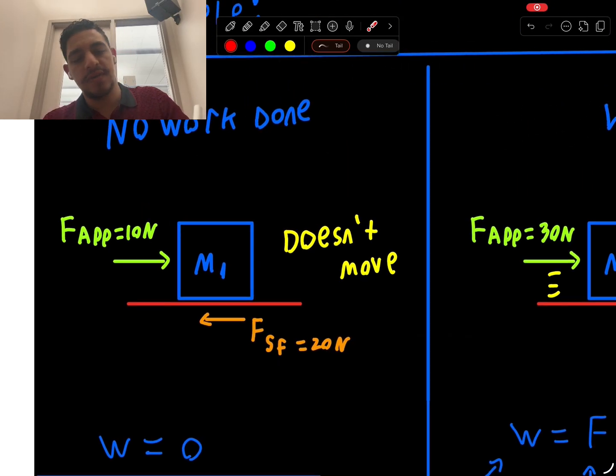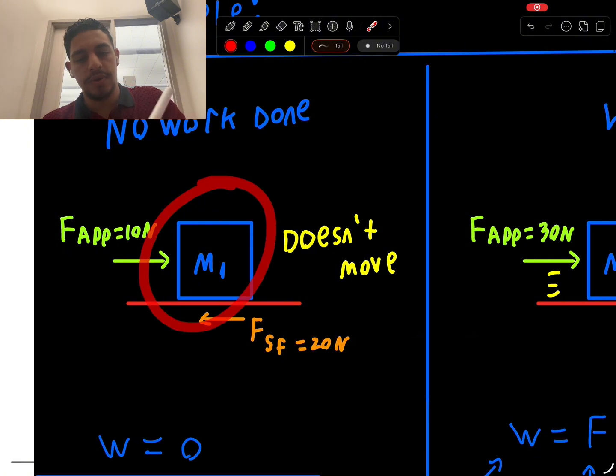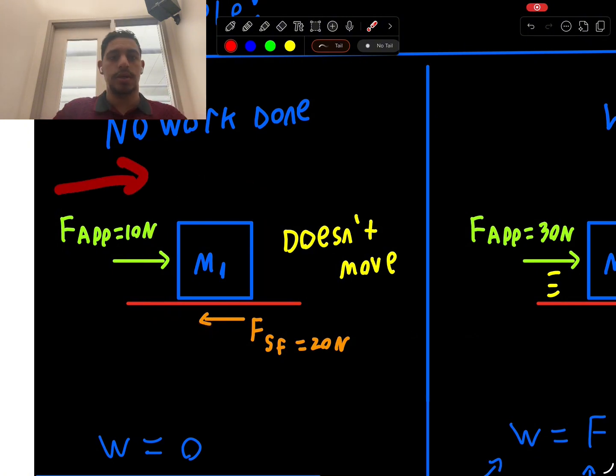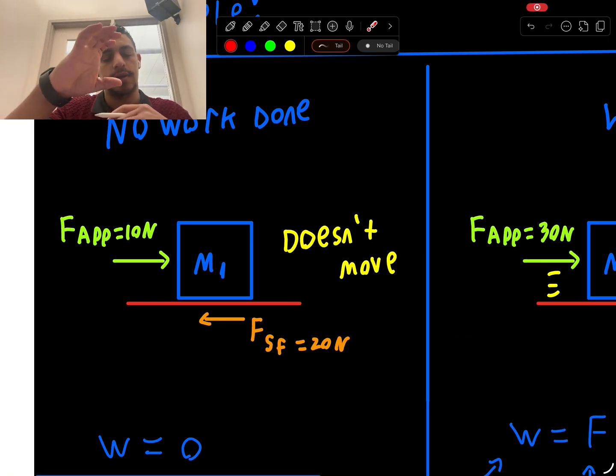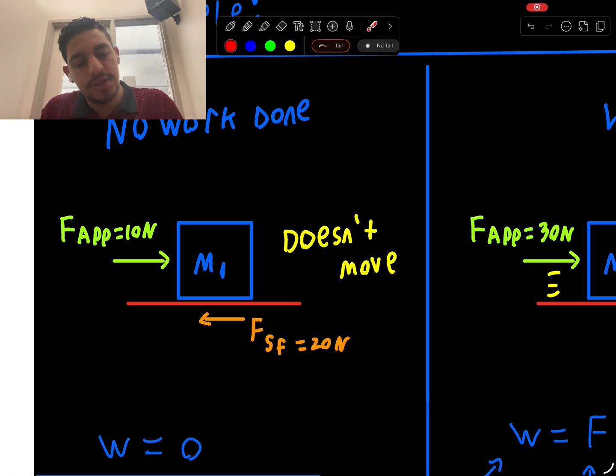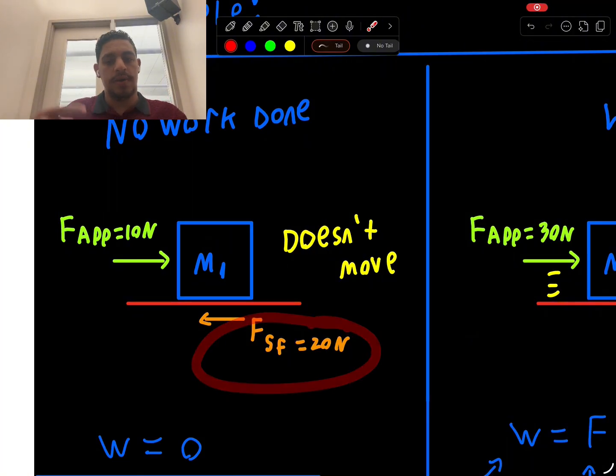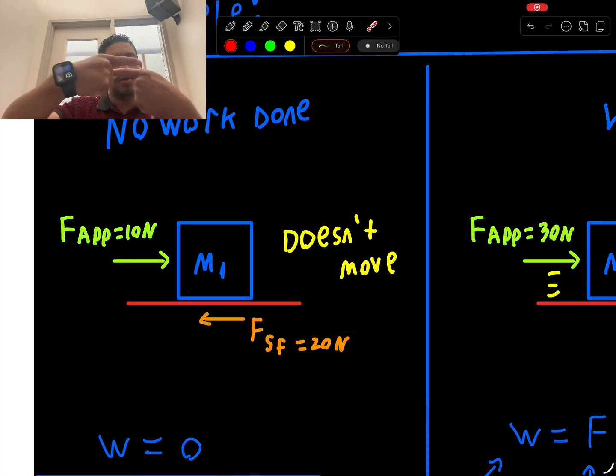So let's say you have this object right here and you push it with a force of 10 newtons this way, right? But you have to keep in mind there's friction between the object and the plane. So the force of friction is 20 newtons. So you have 10 newtons going this way and 20 newtons going that way. So what's going to happen? You won't be able to move the object, right?